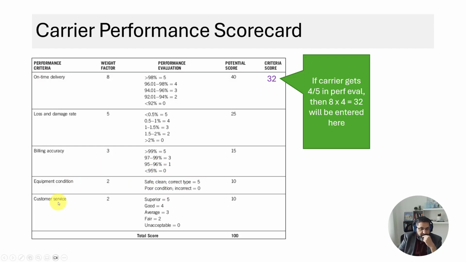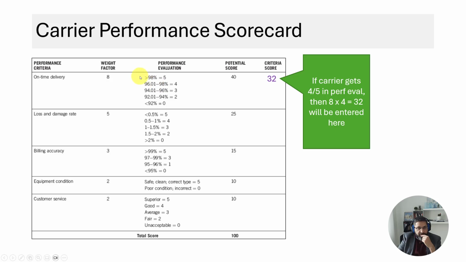And then customer service: do they reply to you when there's an issue? Can you get information from them about where your shipment is? Things like that. Now, all of these 5 dimensions would have their own metrics, like on-time delivery might be a percentage score, but we're going to convert all of those metrics to a 0 to 5 score.